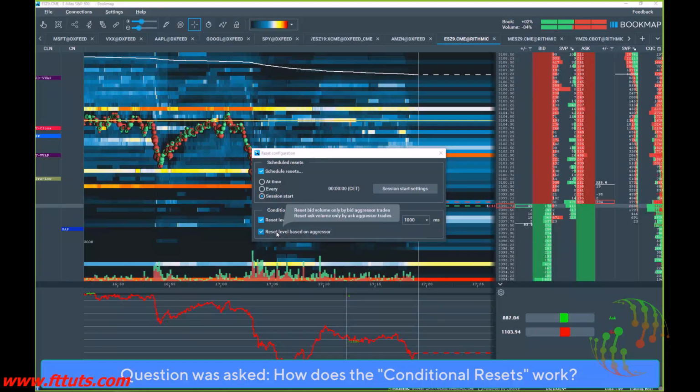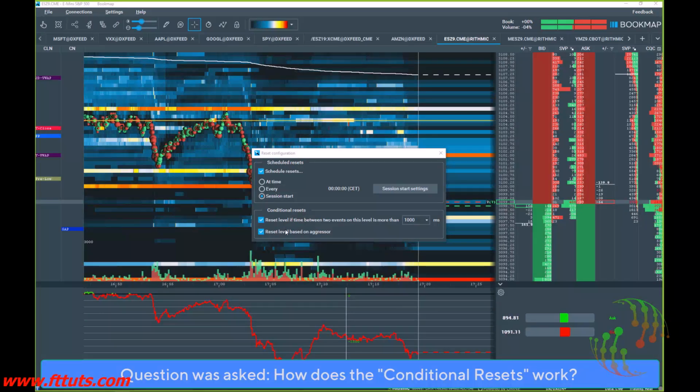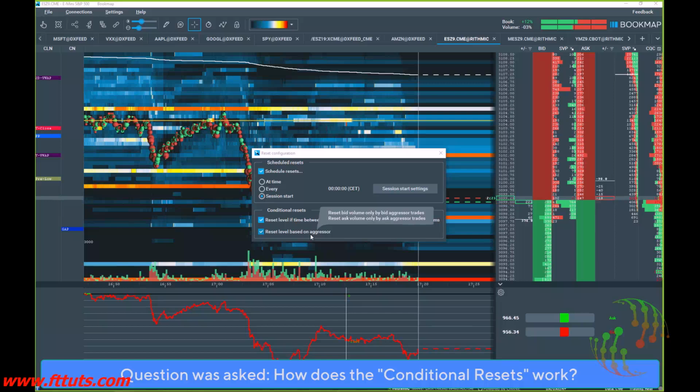That means when the aggressor changes his side from buy to sell, for example, then the condition is true, or the condition resets. So reset level based on aggressor means when the aggressor changes his side. It means when he goes from buy to sell, or vice versa, of course, from sell to buy. Then this is one condition.